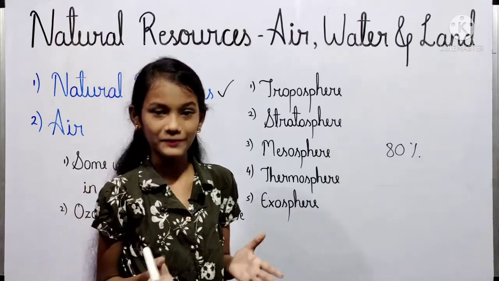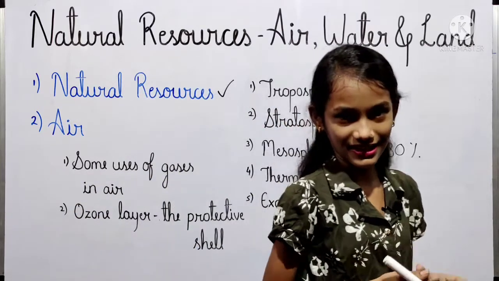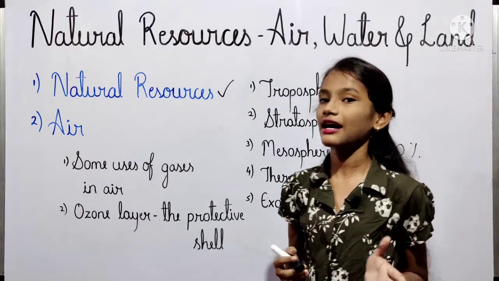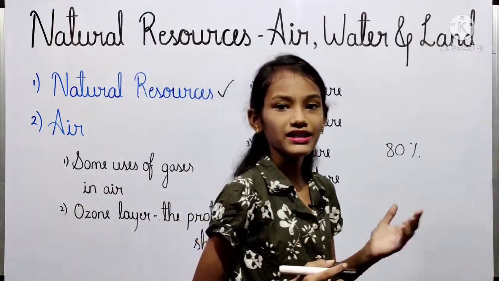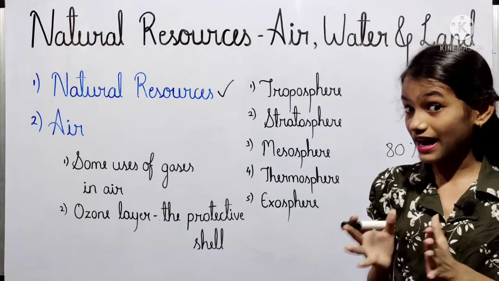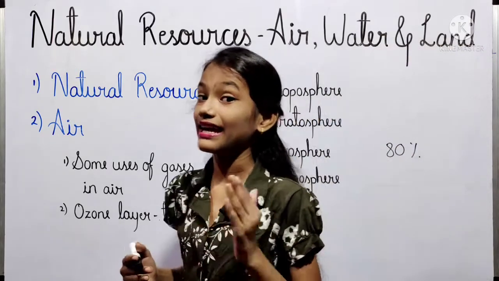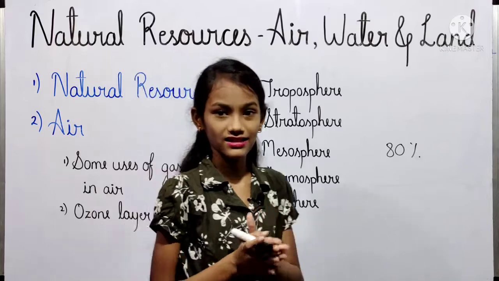Then the third one is the carbon dioxide. The carbon dioxide helps the plants to use it for producing their foods. The plants use it for producing their food and it is also used in the fire extinguishers.